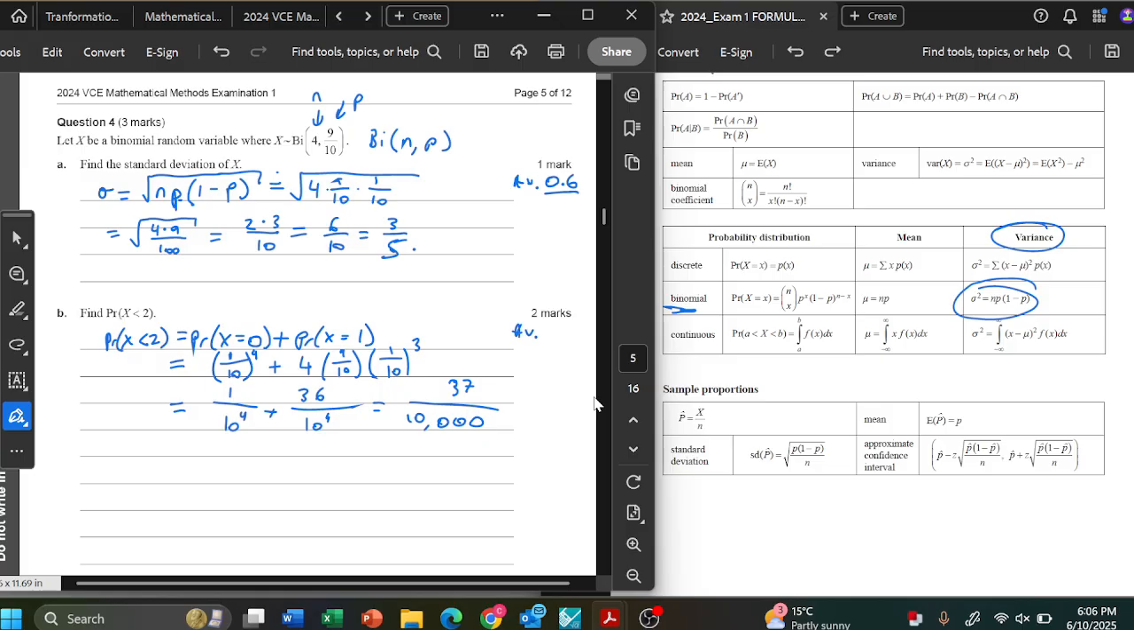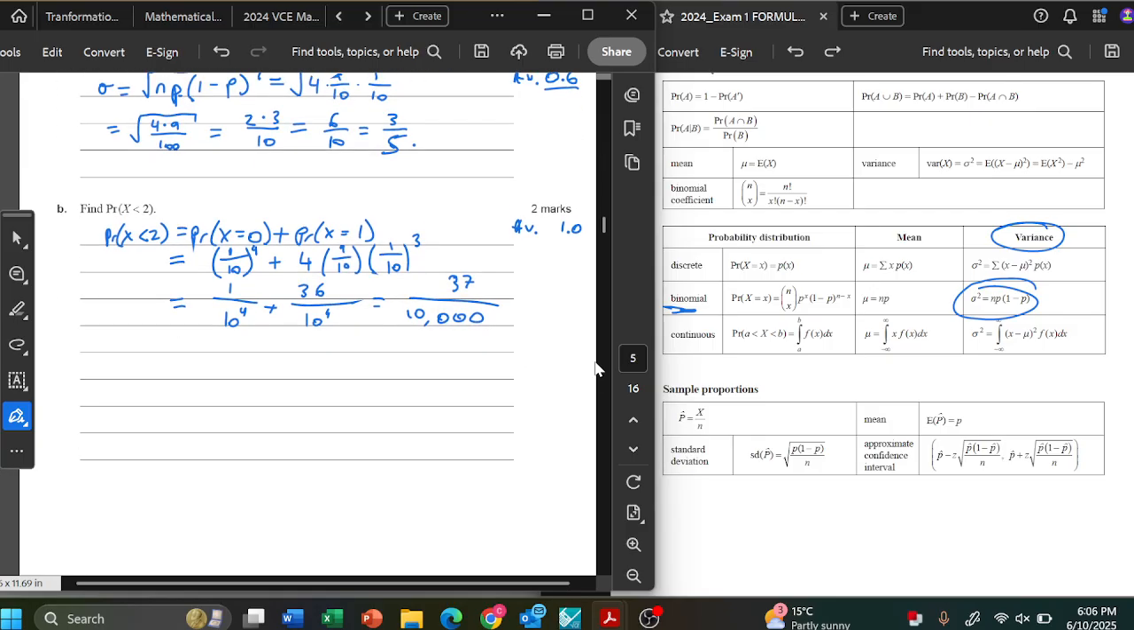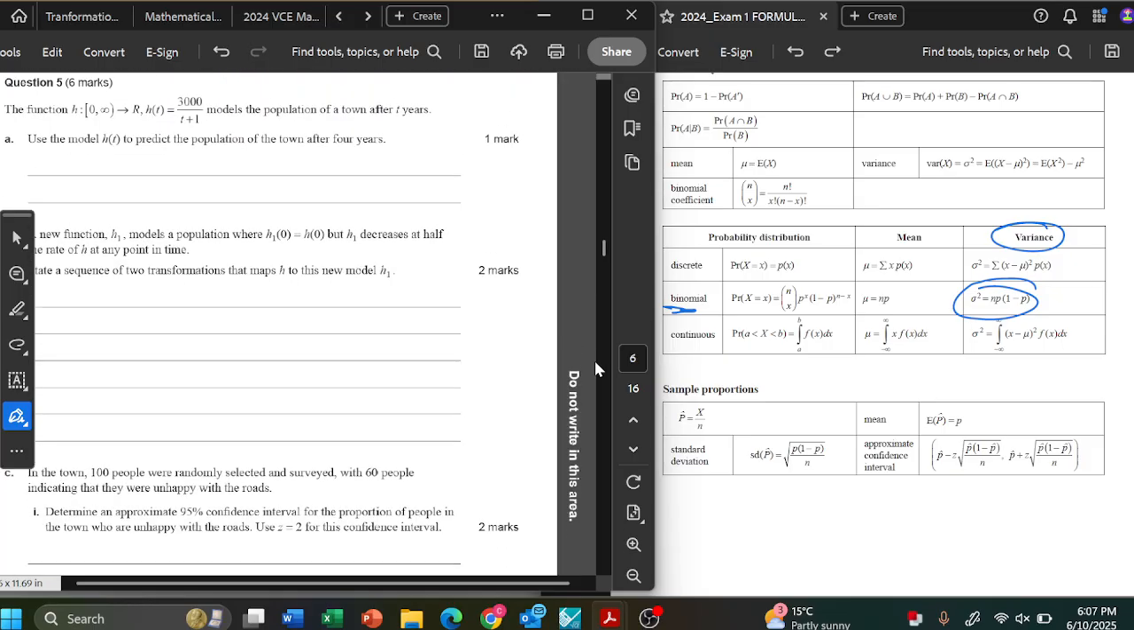For this particular question, there was an average mark of 1 mark. So a lot of people getting this partially right, but not a lot of people getting it fully right. Once again, it may have been that they showed a little bit of the right method, but they didn't quite get that final answer of 37 over 10 thousand.